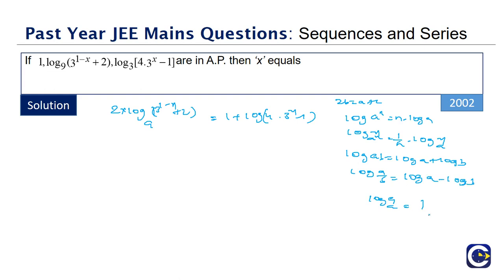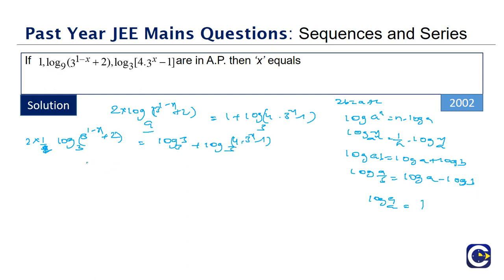So what we should do is, first here the base is 9, here the base is 3. So you should convert every base into 3 so that the solving will be easy. So 2 into, if you convert into base 3, it will become 3 square, in the sense log a power n, so 1 by n log a. So 1 by 2 into log base 3 of (3^(1-x) + 2) is equal to, 1 can be written as log 3 base 3, right? So log 3 base 3 plus log base 3 of (4·3^x - 1).